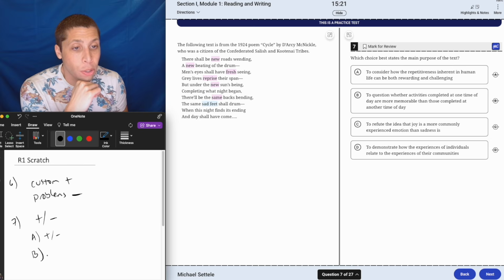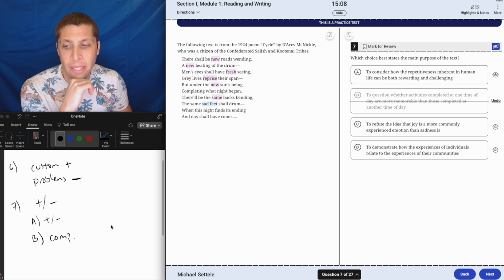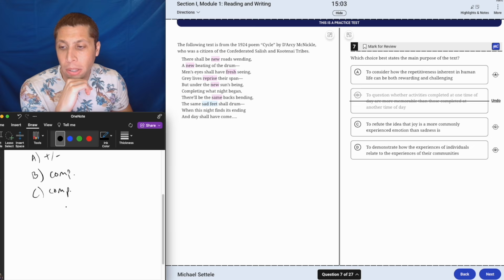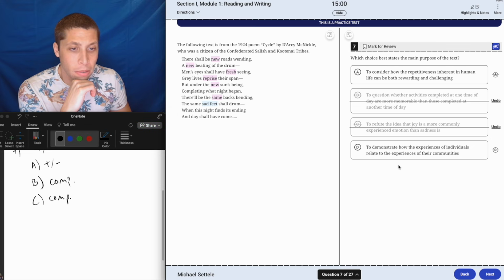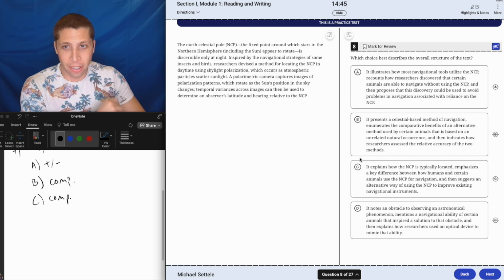Let's see what B says. To question whether activities completed at one time of day are more memorable than those of another. No, this is making a comparison that we're not making here. We're not ranking things. To refute the idea that joy is more commonly experienced emotion than sadness. No. Again, we're not making a comparison. So that doesn't work. Does demonstrate how the experiences of individuals relate to the experiences of their communities? What communities? Again, this is making a comparison that's just not there. It's positive, negative. Keep it simple. I'm pretty sure that's the answer. I think I've seen that question before.